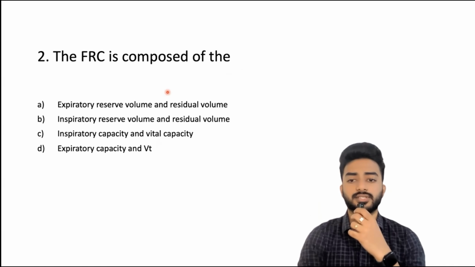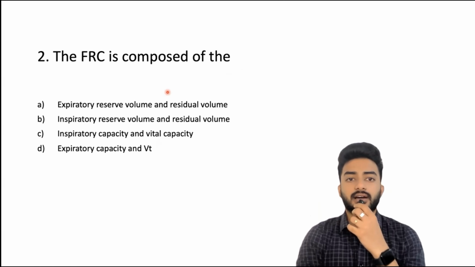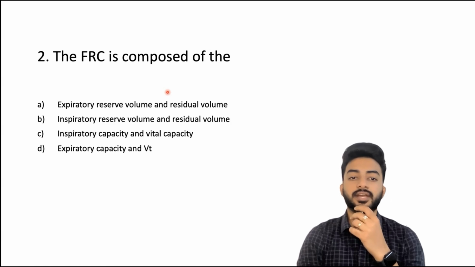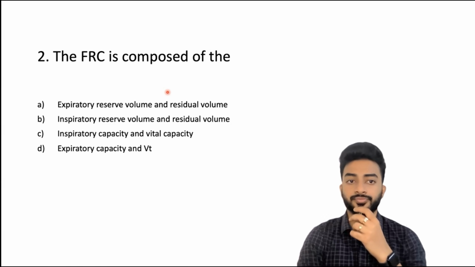Coming to the next question, the FRC is composed of dash. Option A, ERV and RV. Option B, IRV and RV. Option C, inspiratory capacity and vital capacity. Option D, expiratory capacity and tidal volume.